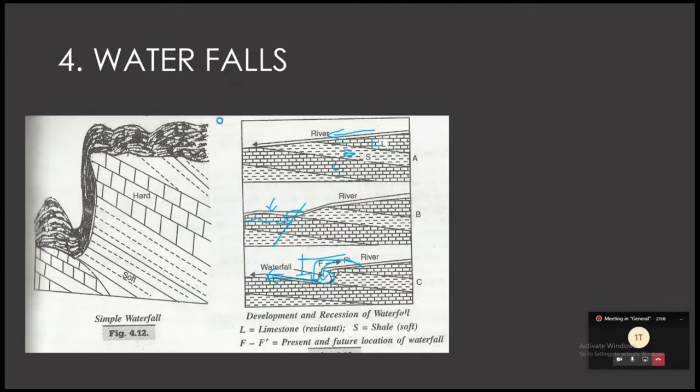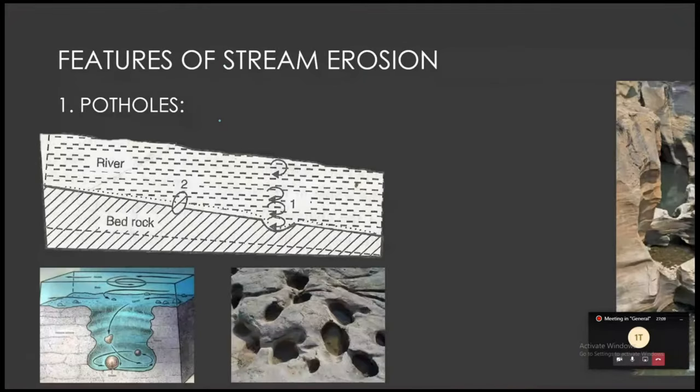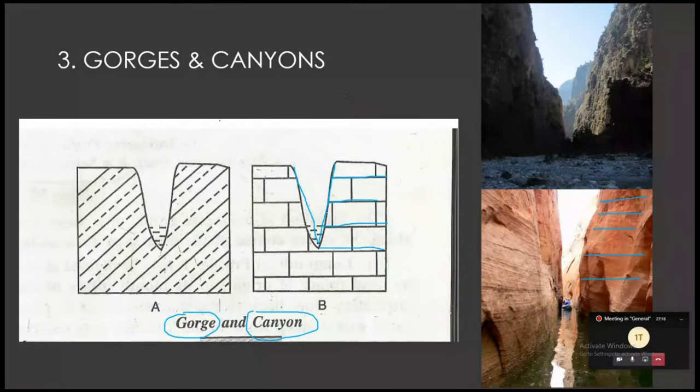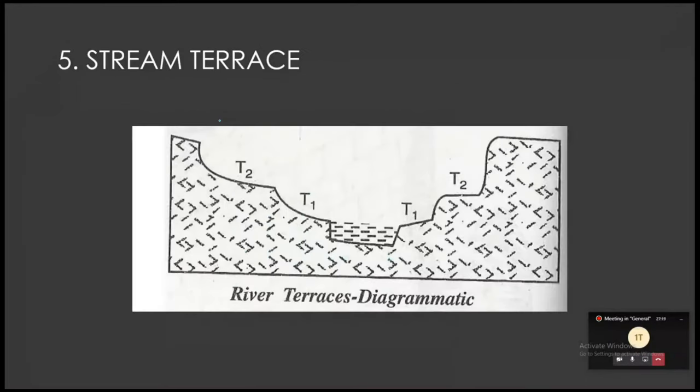So what we have discussed: the first one, potholes. Second, river valley. Third, gorges and canyons, the types of river valley. Then waterfalls. Then the last one, the stream terrace. Stream terrace is an erosional feature. If you see here, this large part of the river we call the river valley. But where is the river now? The river is now flowing here. And what are these step-like things? These step-like things, T1 and T2, we call terraces. So terraces are produced by the erosion activity of the river.